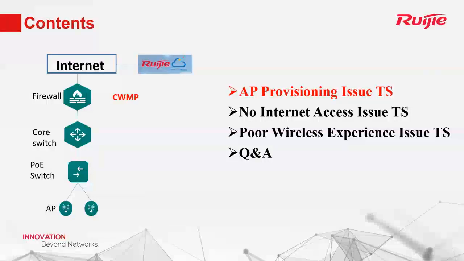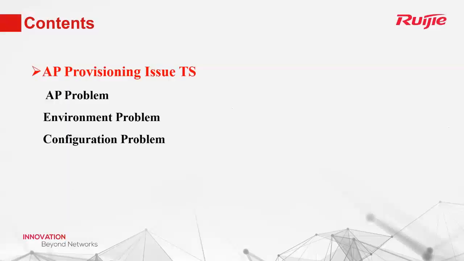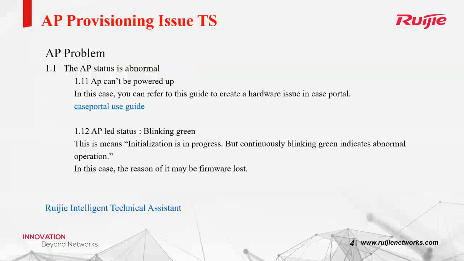Now, let us start the first one, AP provisioning issue troubleshooting. I split it into 3 problems: AP problem, environment problem, and configuration problem. The first is the AP problem. First of all, check the AP LED status.